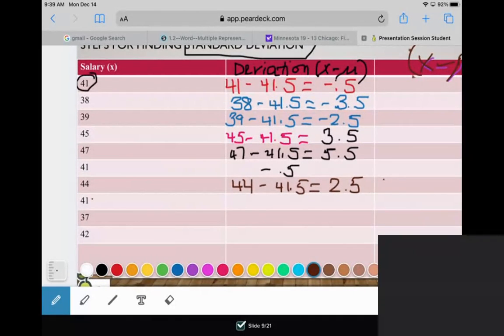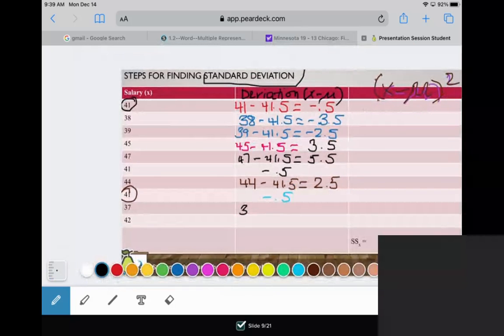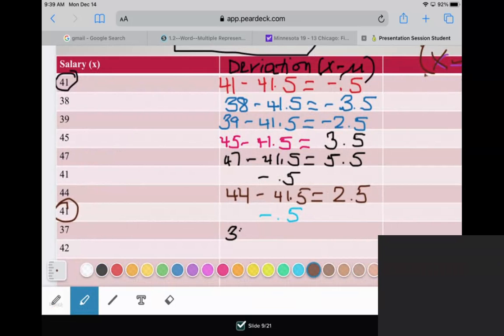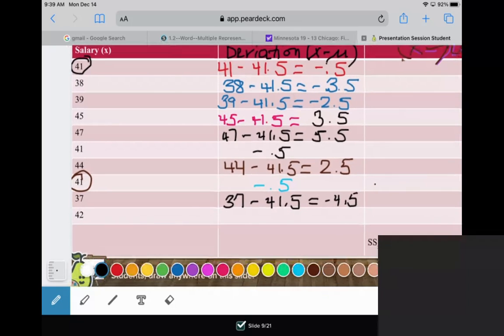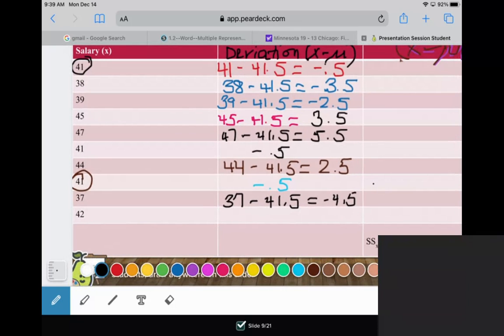Again, I'm running into 41 again. So I know 41 is already there, so I don't have to subtract. 37, I haven't done it yet, so I have to do 37. That would get me negative 4.5. And then 42.